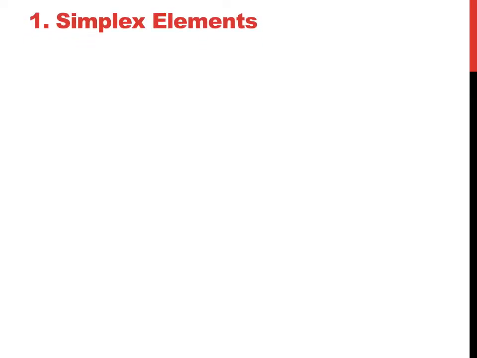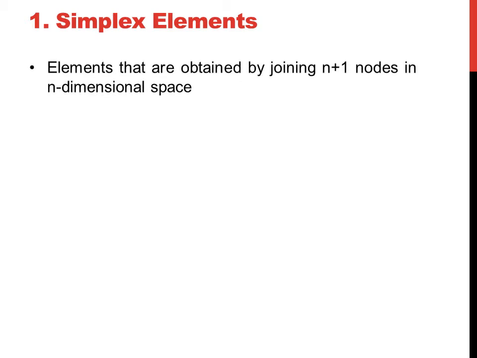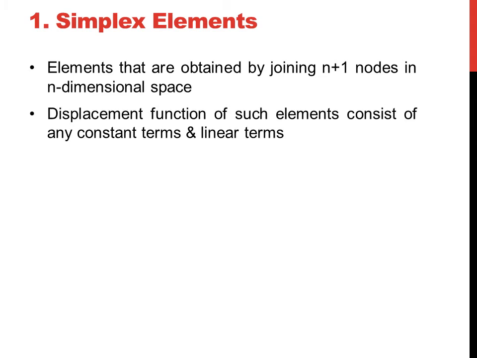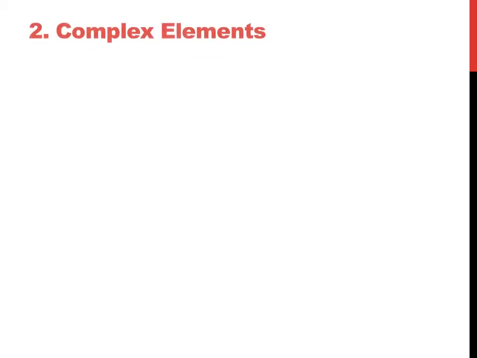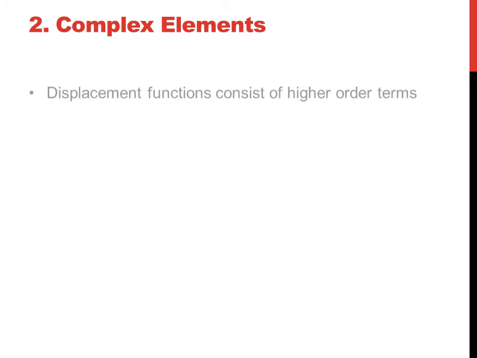Two-dimensional elements are classified again as simplex and complex elements. Now first of all we will see simplex elements. Elements that are obtained by joining n plus 1 nodes in n-dimensional space are simplex elements. The displacement function of such an element consists of a constant term and linear terms. Suppose n-dimensional space is two-dimensional space, and n plus 1 nodes means 3 nodes, then those elements are known as simplex elements. Example, constant strain triangle.